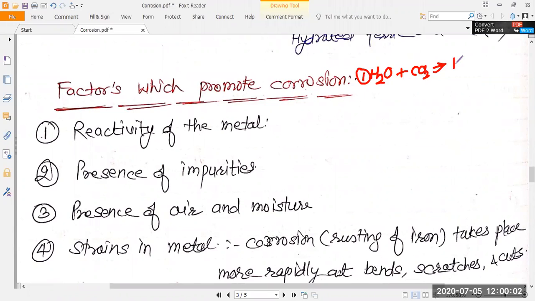Carbonic acid, formula H2CO3, and this carbonic acid acts as an electrolyte for the electrochemical cell. It dissociates in this manner: H2CO3 dissociates to 2H+ and CO3. This is the first chemical equation that we have to keep in our mind.